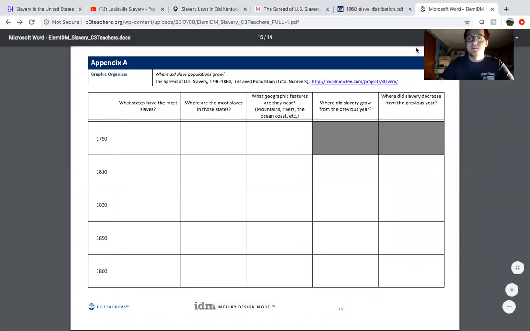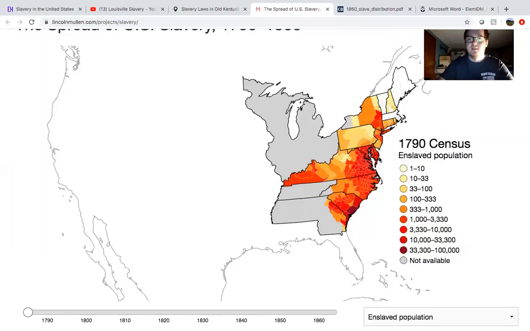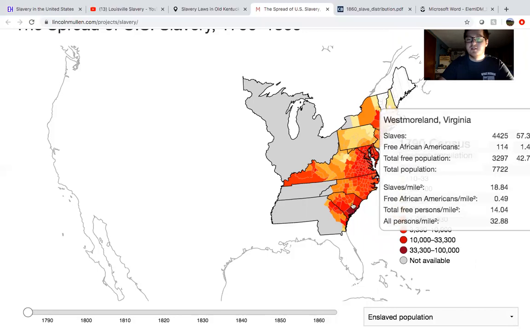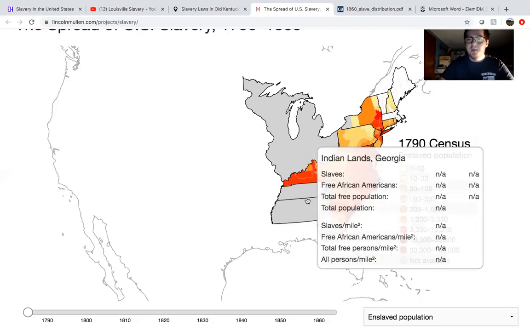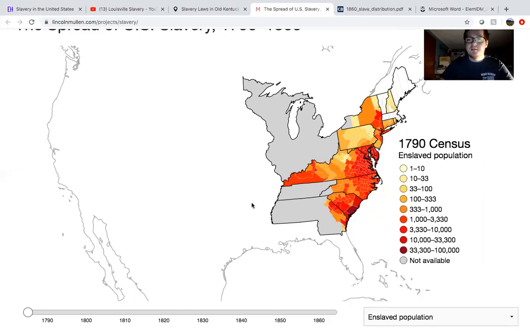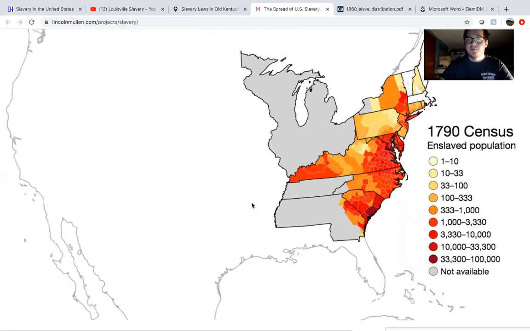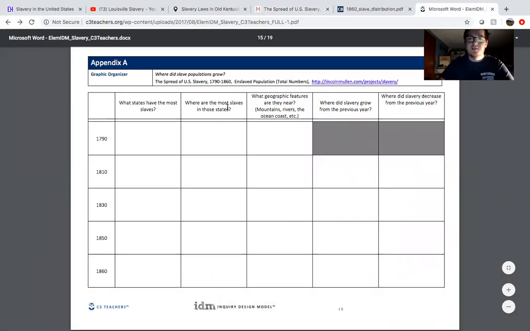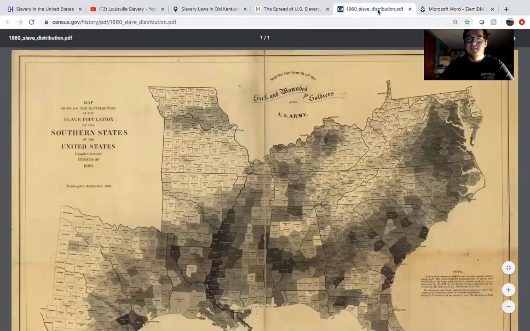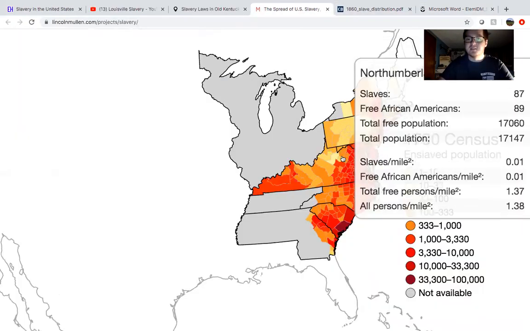Where are most of the slaves in those states? We kind of hit on this earlier, but look, they're situated against the ocean, right, to the right side of the state. Really directly for this question, write down a county. So where are most of the slaves in those states? So you should have listed Virginia, South Carolina, North Carolina. Just list the most populous county in that state using this map.